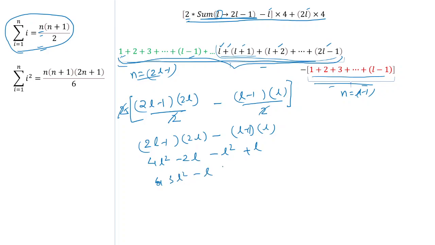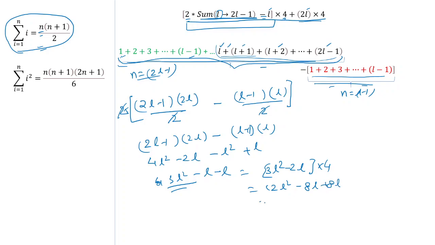Now let's see this. You have got this particular value and you have to subtract L again here. So you will subtract an L here. What you have got is 3L square minus 2L. So you have got this part. Now you have to multiply 4 to it. Let's multiply 4. You will get 12L square minus 8L. Now you will have to add 8L to it. So your value will be 12L square.